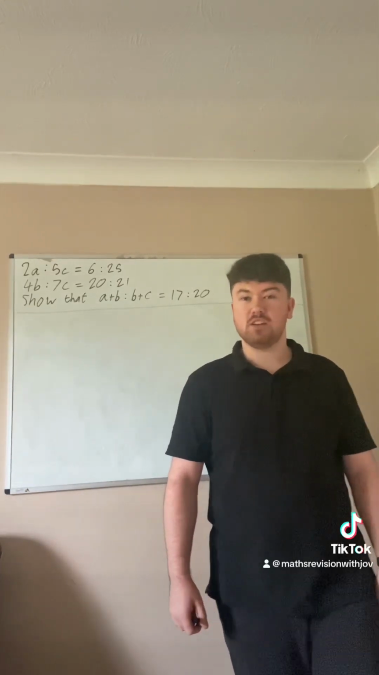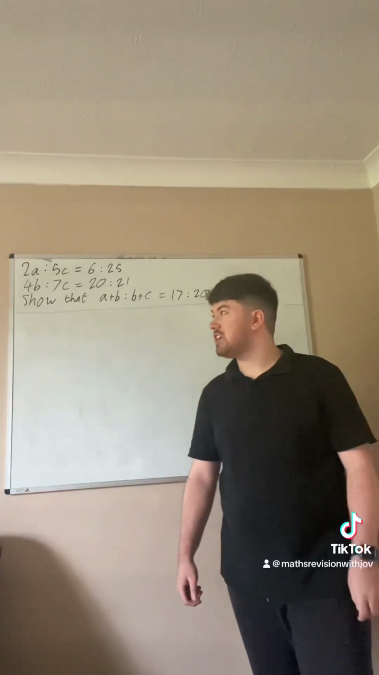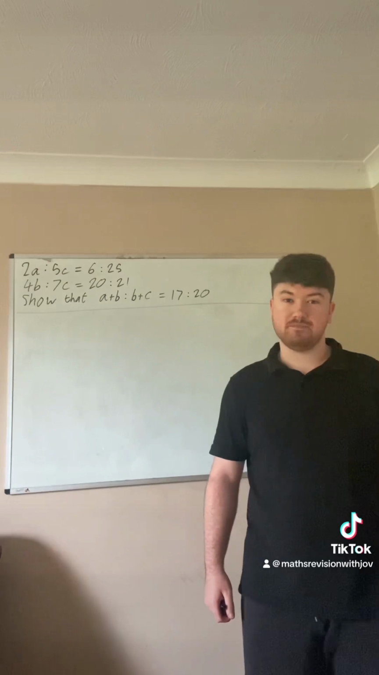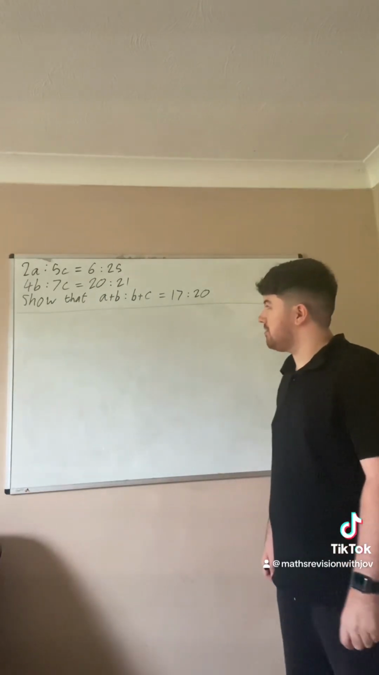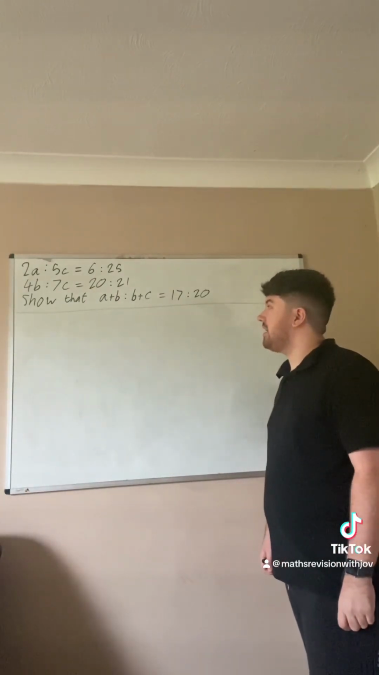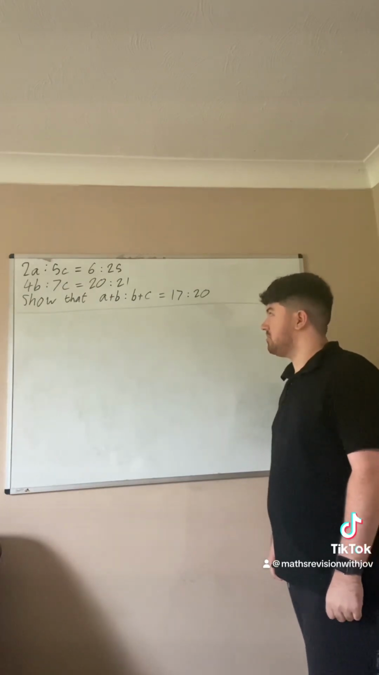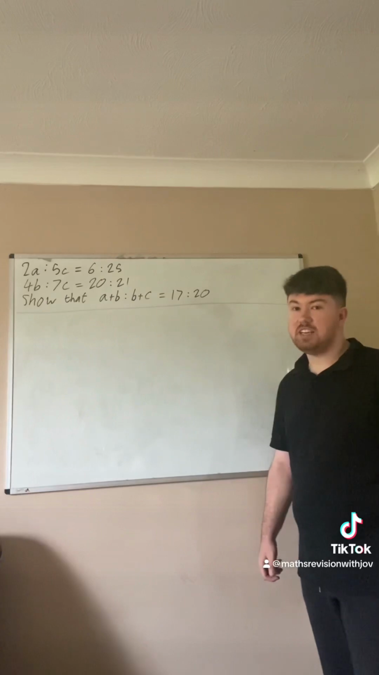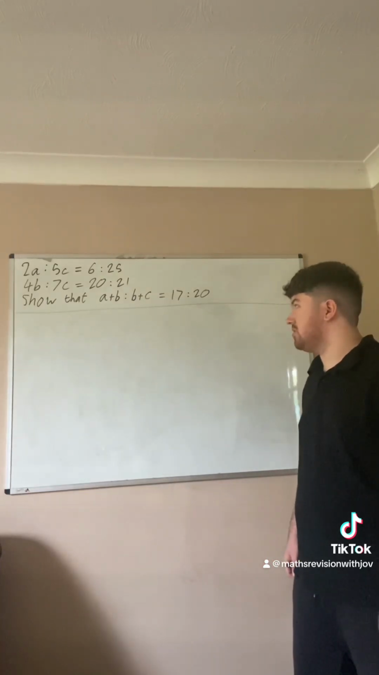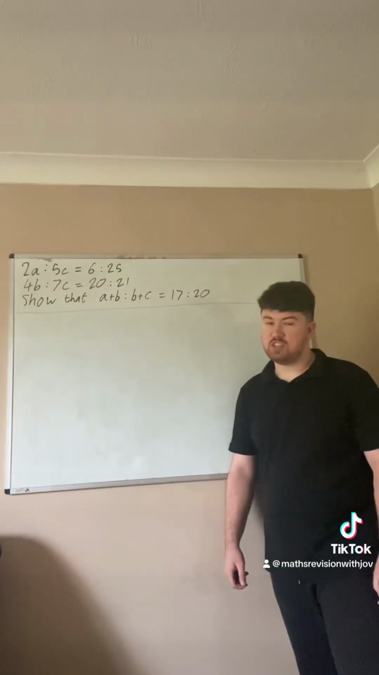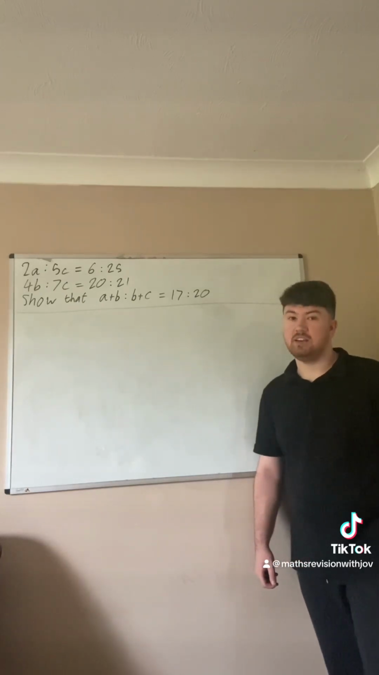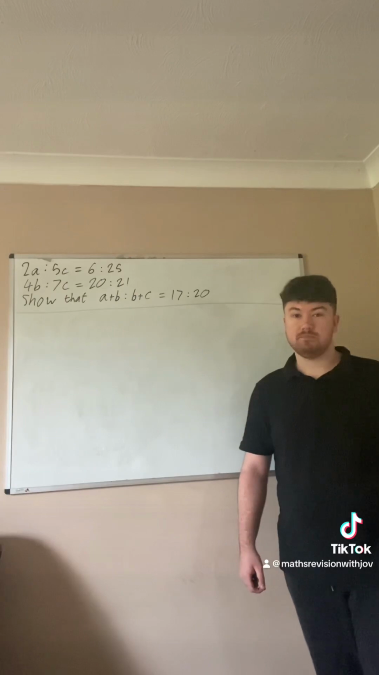Today we'll be solving a nice little ratio problem which is actually taken from question 18 of the Edexcel Higher Paper 2. It goes like the following. The ratio 2a to 5c is equal to 6 to 25. The ratio 4b to 7c is equal to the ratio 20 to 21. And what the question is asking is to show that the ratio a plus b to b plus c is equal to 17 to 20.